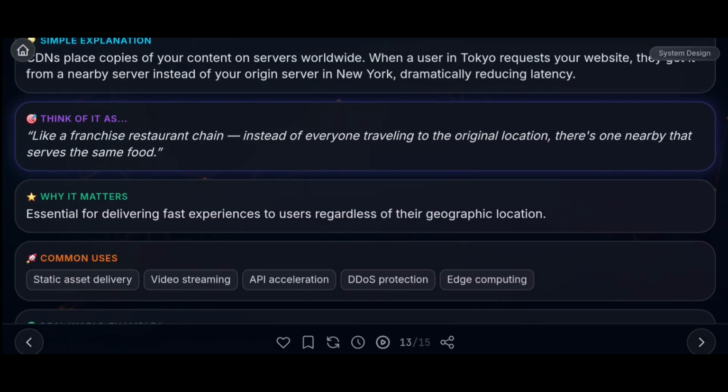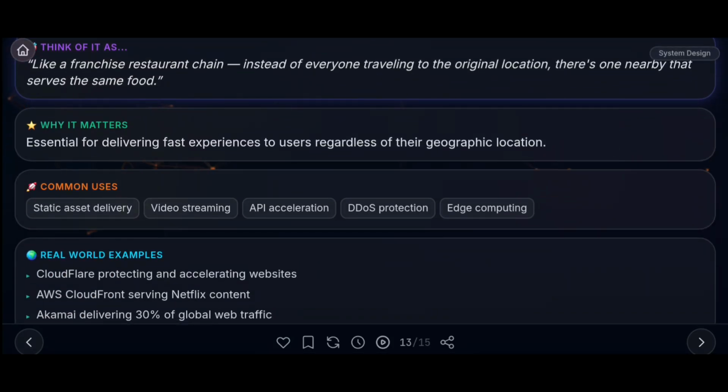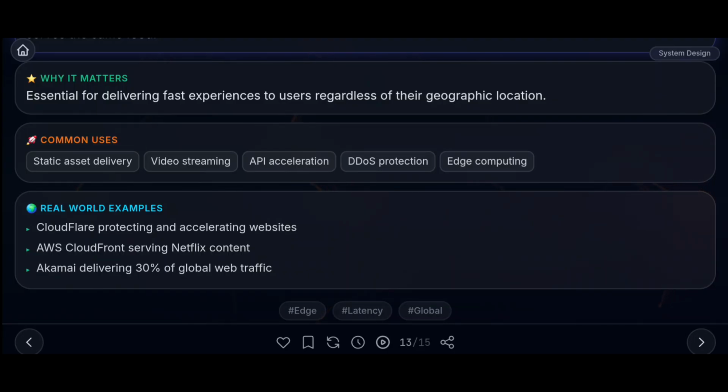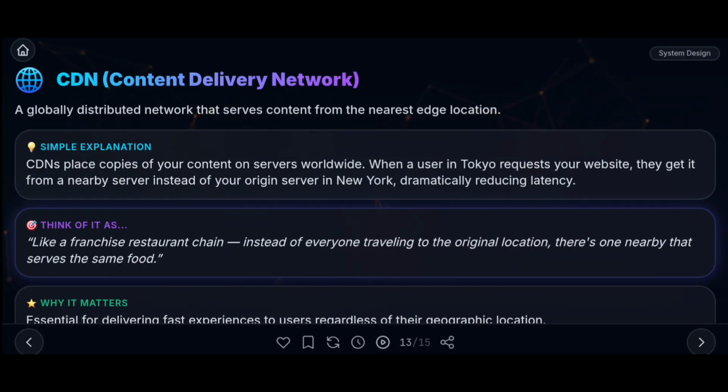It is essential for delivering fast experiences to users regardless of their geographic locations. Some common uses are static asset delivery, video streaming, API acceleration, DDoS protection, and edge computing. Some real world examples are Cloudflare protecting and accelerating websites, AWS CloudFront serving Netflix content, Akamai delivering 30% of global web traffic. These are a few examples of CDN, Content Delivery Network. This is about CDN.